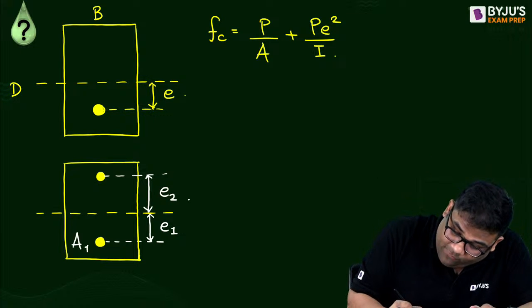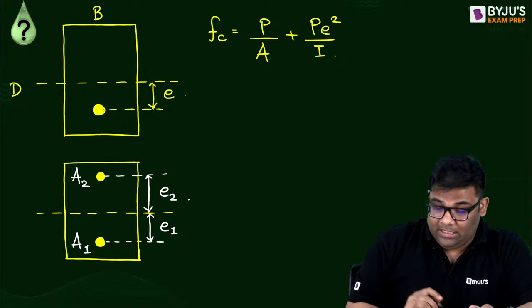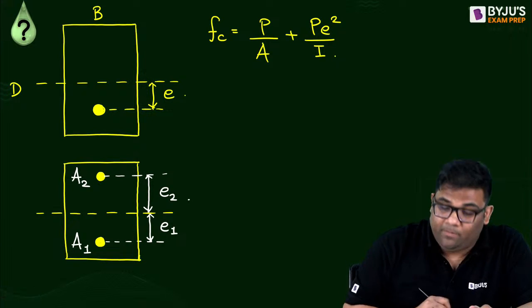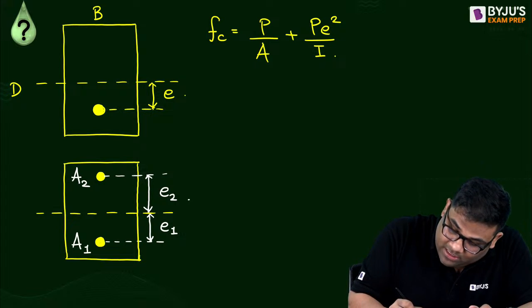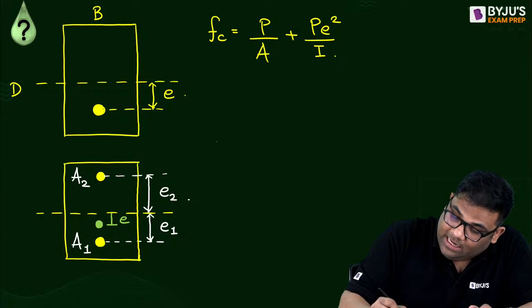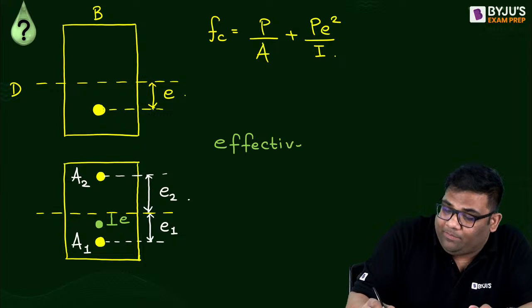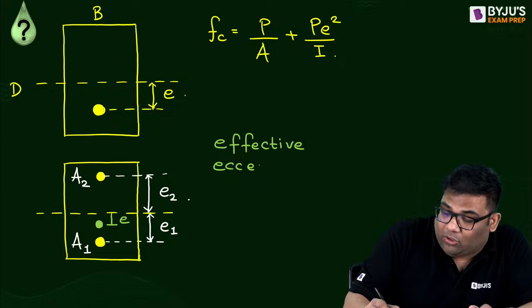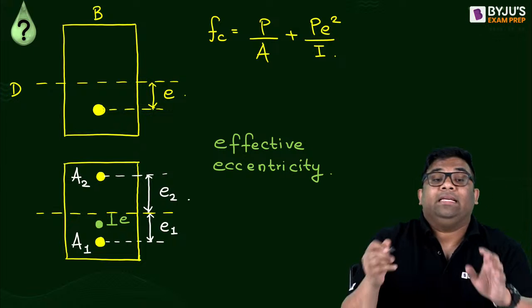Similarly here there will be A1 and A2, 2 areas will also come into picture. So in this case what we will do is use the concept of effective eccentricity. All the tendons will be treated as concentrated at one place. This effective eccentricity is sort of the centroid of these tendons.